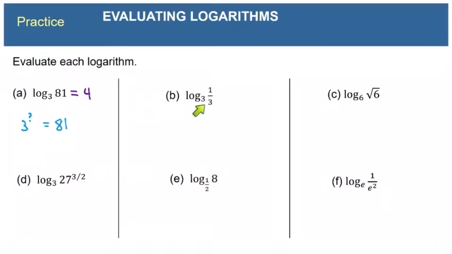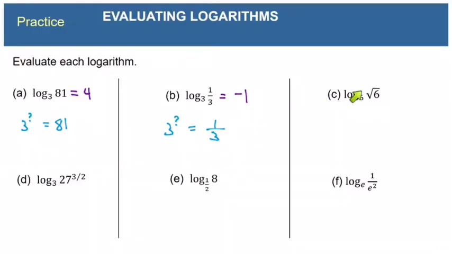Let's do the same thing on part B. Log base 3 of 1/3. So the base is 3, and we're looking for the exponent. And we want to know what is the exponent of 3 that will give us a 1/3. So we know that 1/3 is just the reciprocal of 3. So what is the exponent that will give us a reciprocal? And that exponent is -1. So the log base 3 of 1/3 is -1.